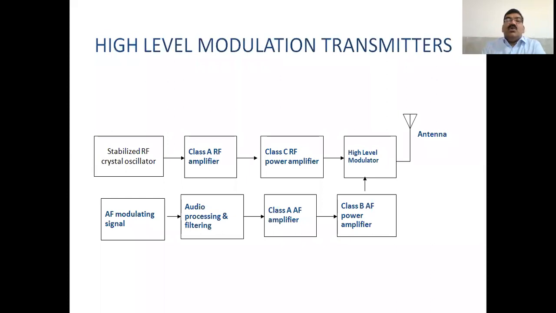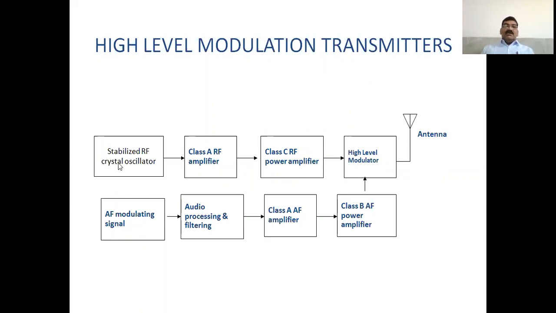Then this is the block diagram. As I mentioned, the prominent thing you can compare between the low level and high level modulation transmitter is that after the high level modulation, the signal is given directly to the antenna. There is no power amplifier block after it. Whatever amplification is done, that is done before the modulation. This is the only difference.